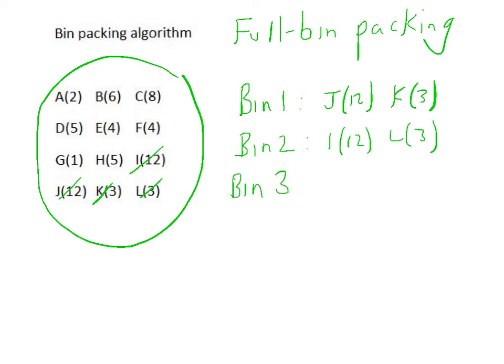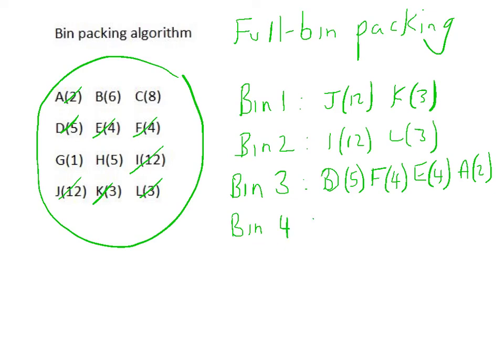In bin 3, a possible set of items that we could choose is D, F, E and A. We've got a total there of 15, so that's another bin that's full up.